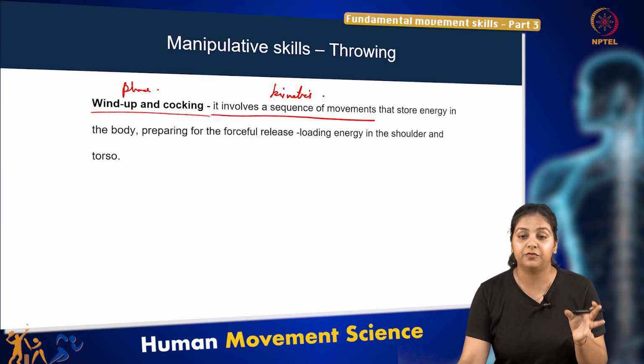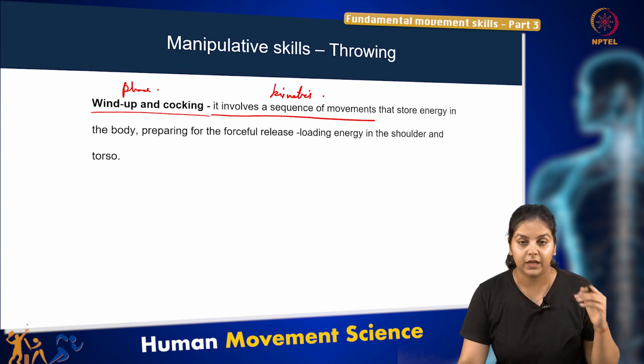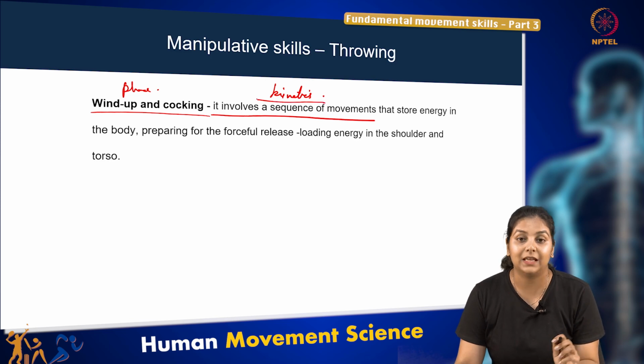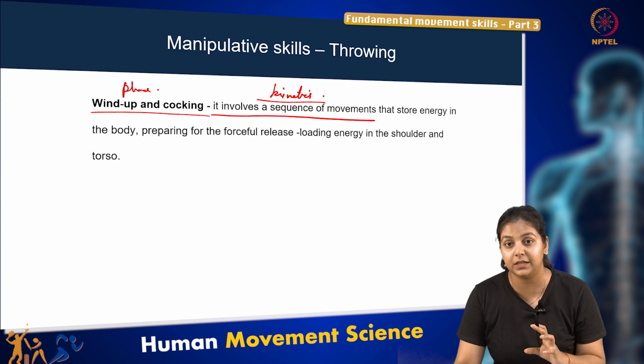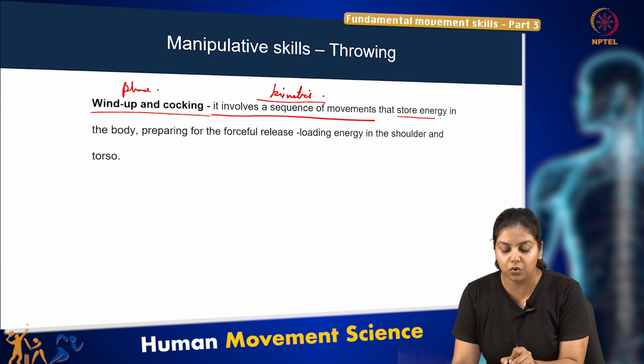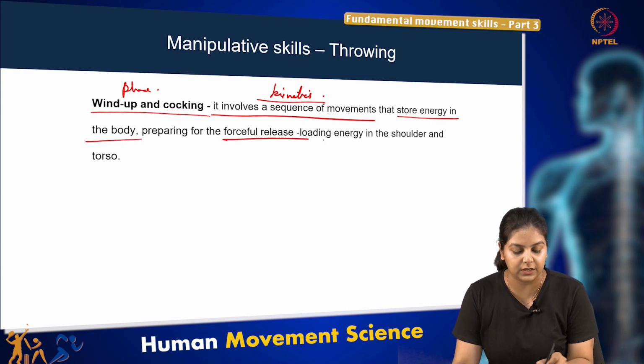So the sequence of movements here, in this case, would be proximal to distal and into the end goal, which is your pole. You would need to study the kinetics of the same, right? So is that sequence happening timely? How is it? Or is there a mismatch of the time? And that stored energy in the body, you're preparing for the forceful release, right?